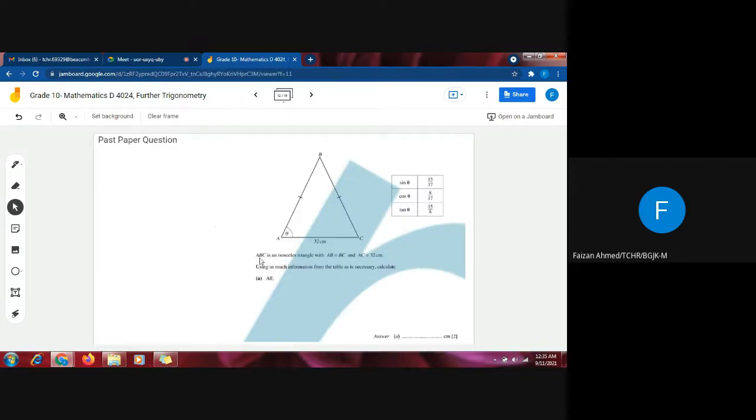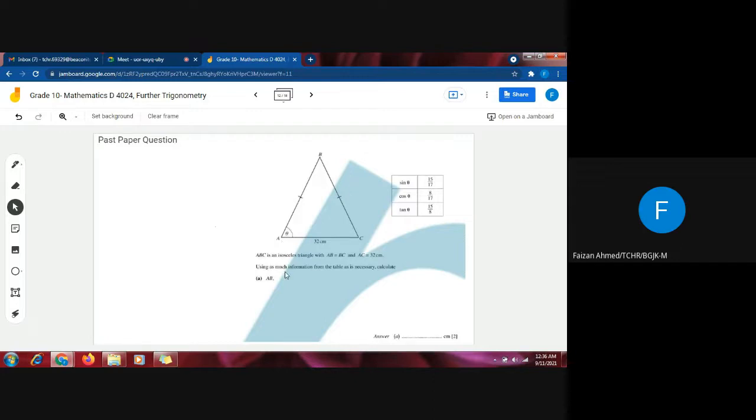In the question, we have a triangle ABC, and ABC is basically an isosceles triangle. An isosceles triangle is a triangle in which two sides are equal, and in the figure, it is clearly shown that these two sides are equal. The side AB and side BC are equal. We have the side AC equal to 32 centimeter, and this is the angle theta.